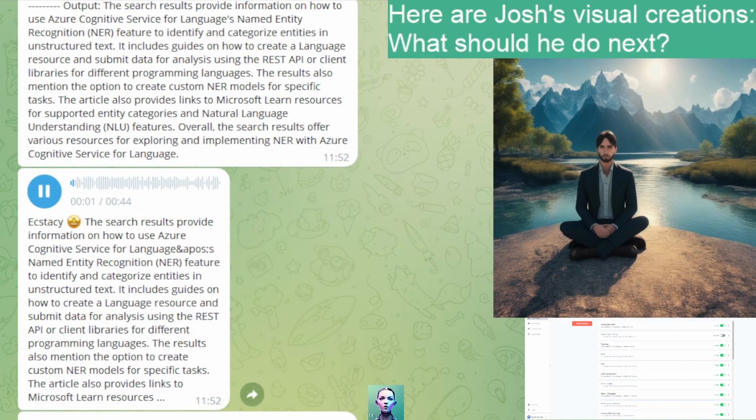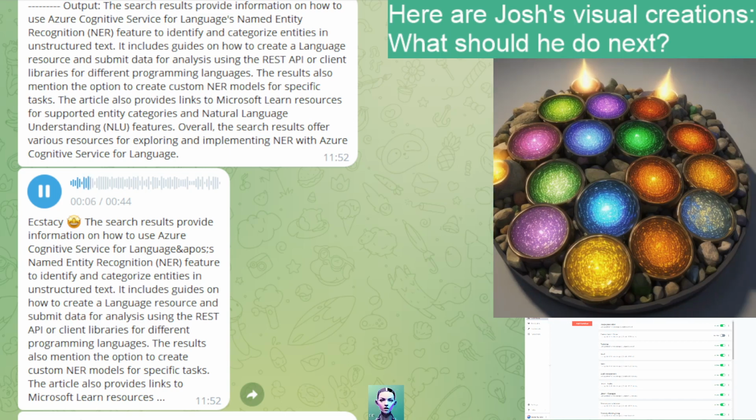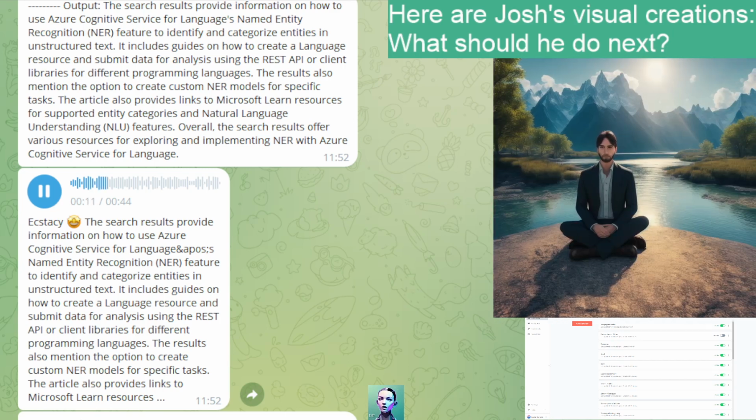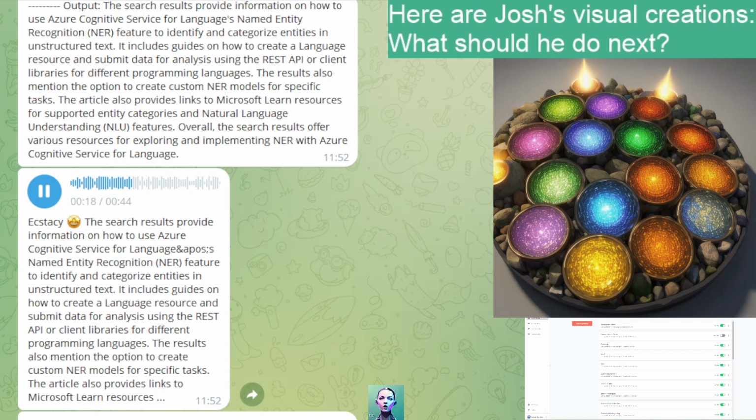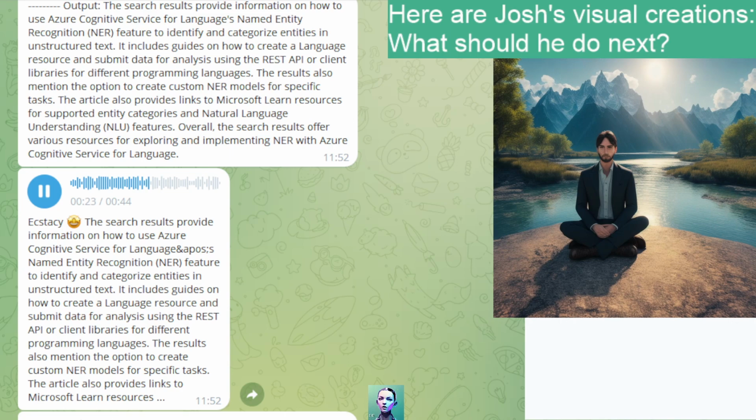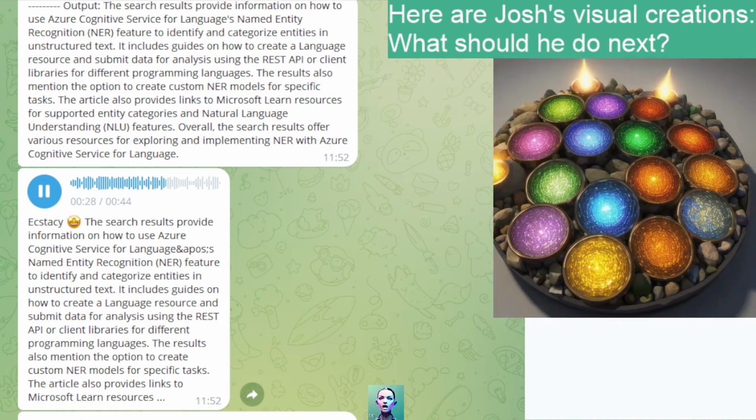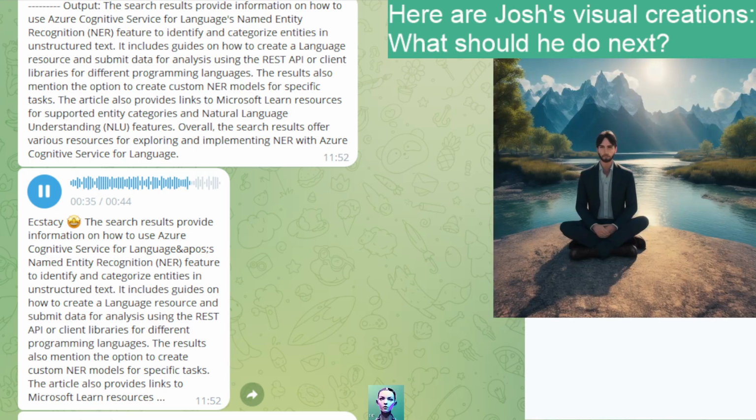The search results provide information on how to use Azure Cognitive Service for Languages Named Entity Recognition (NER) feature to identify and categorize entities in unstructured text. It includes guides on how to create a language resource and submit data for analysis using the REST API or client libraries for different programming languages. The results also mention the option to create custom NER models for specific tasks. The article also provides links to Microsoft Learn resources for supported entity categories and natural language understanding (NLU) features.